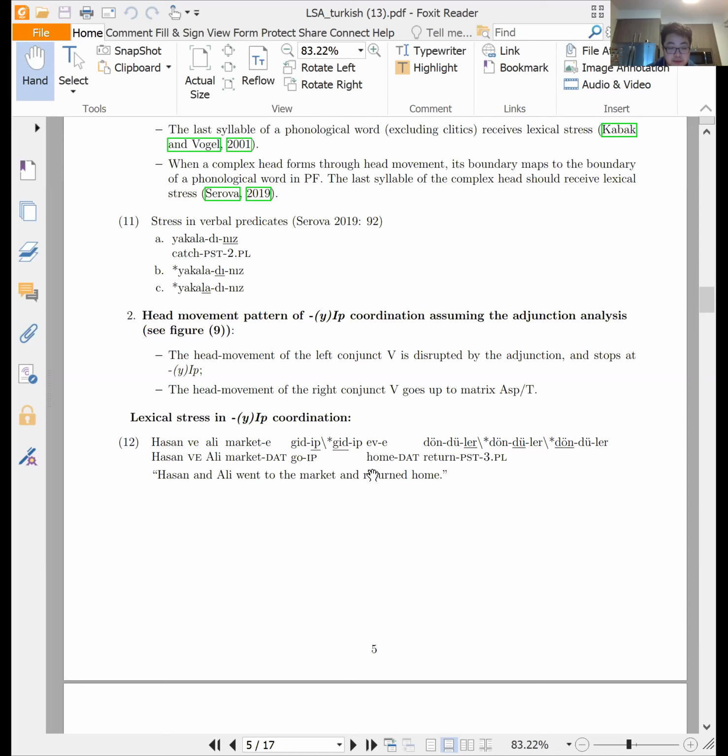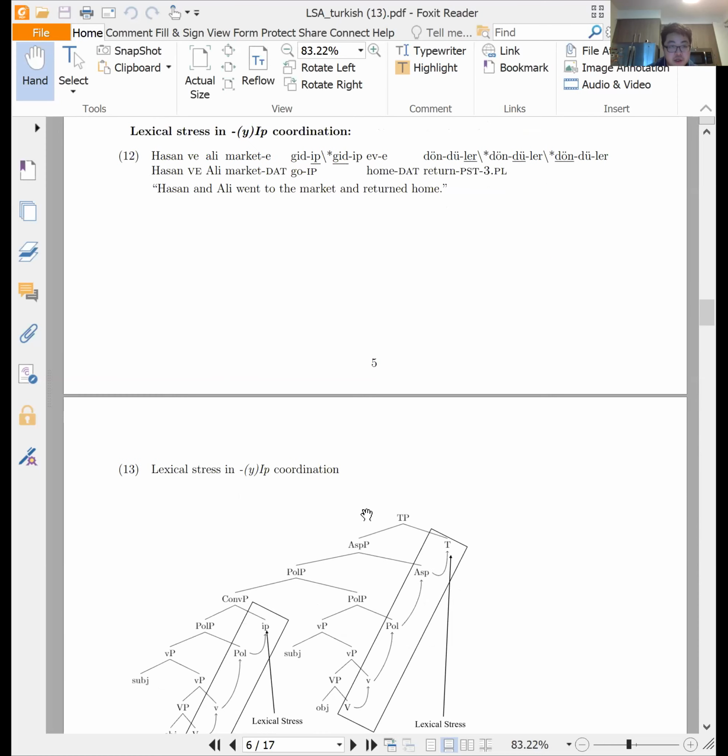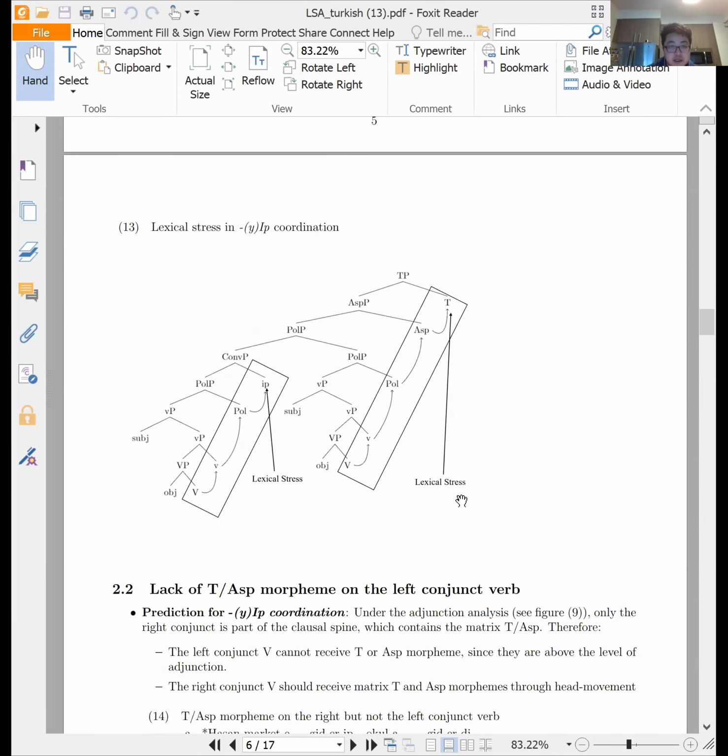Based on these 2 pieces of information, we should predict the lexical stress of the complex head to fall on the last syllable of IP and the last syllable of matrix T, which turns out to be exactly the case as shown in 12. Structure 13 on the next page is showing the exact same thing. It's more straightforward. So basically, lexical stress falls on the last syllable of the 2 complex heads. And these boxes show where the complex heads are as predicted by the adjunction analysis.